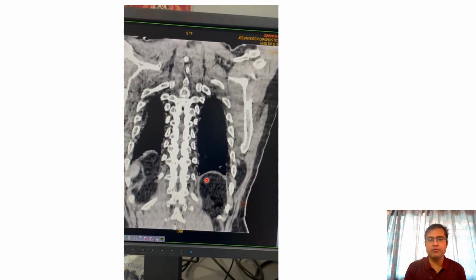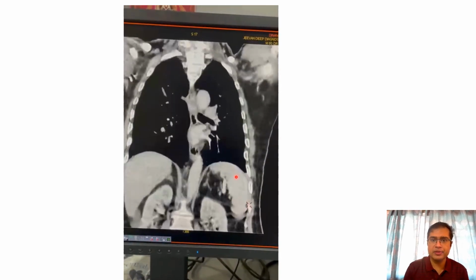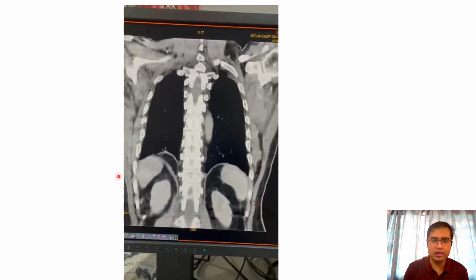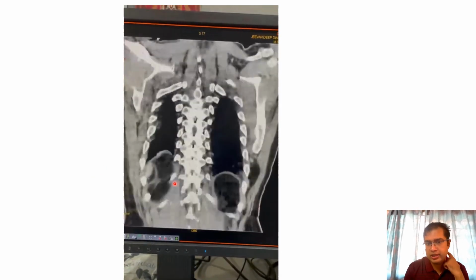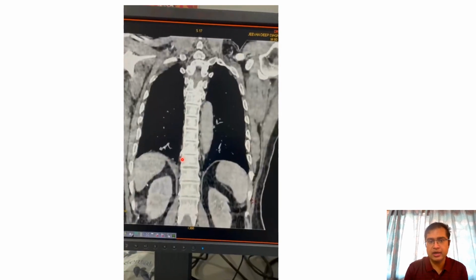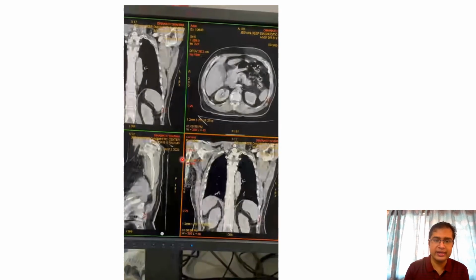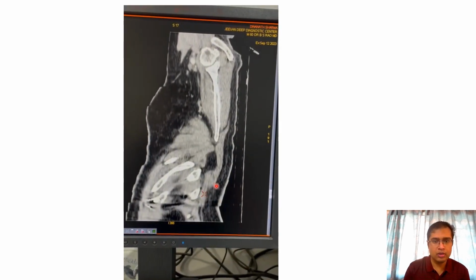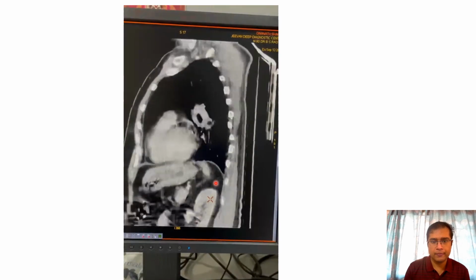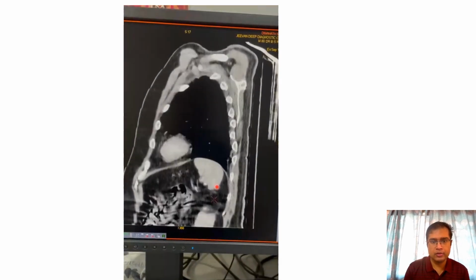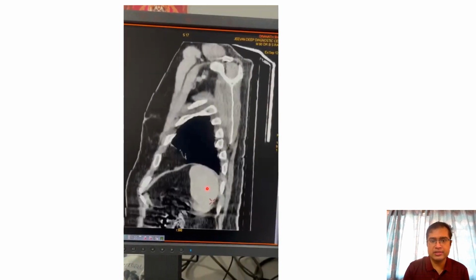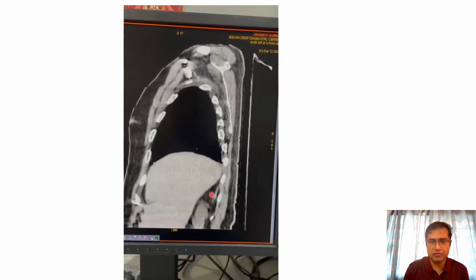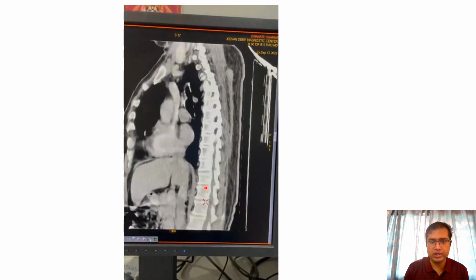This was not a case of trauma, and this was present since childhood in this patient. There is a defect in the diaphragm posteriorly through which the peritoneal fat is herniating on the right side. This is the sagittal section of that particular patient, where again we can see herniation of the peritoneal fat through the defect in the diaphragm posteriorly on the right side.